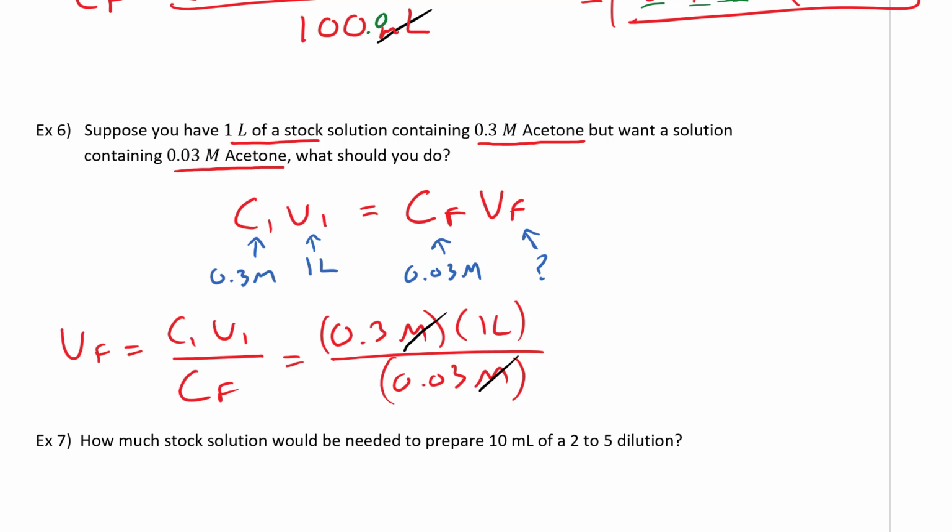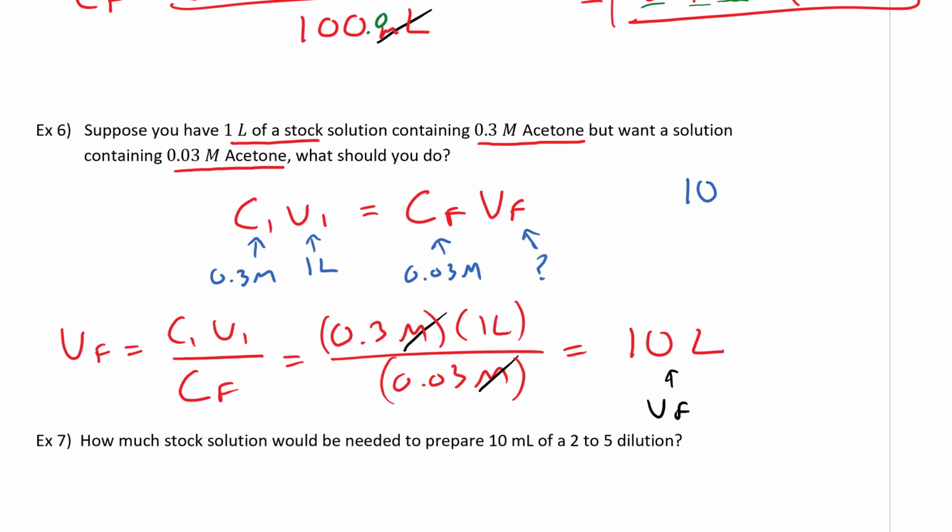Units will cancel. 0.3 times 1 divided by 0.3. This will give me 10, and my units are liters. Now please note, this is VF, my final volume.